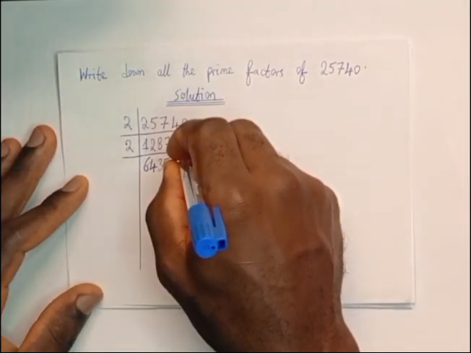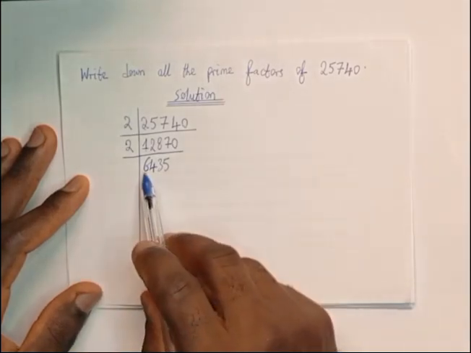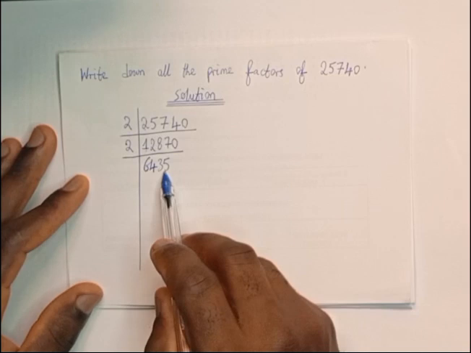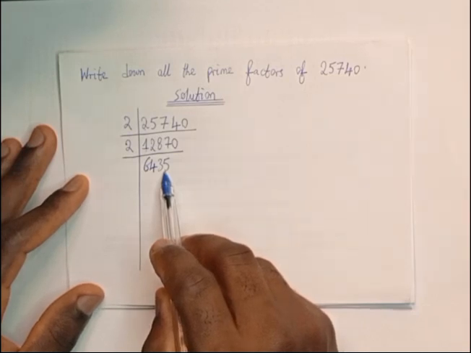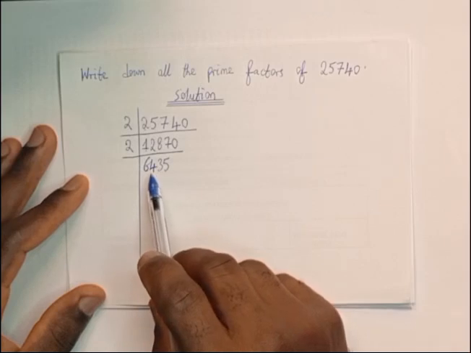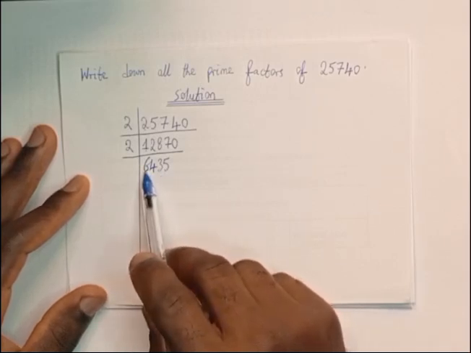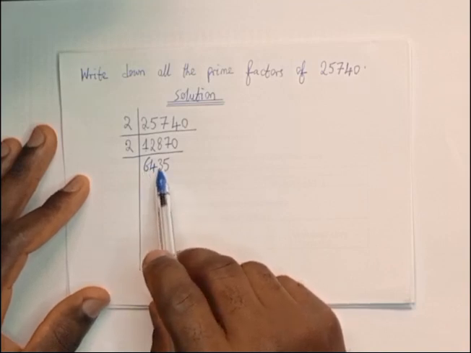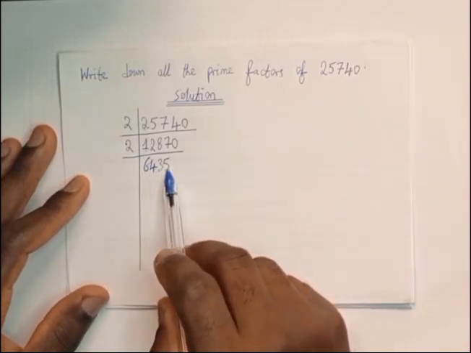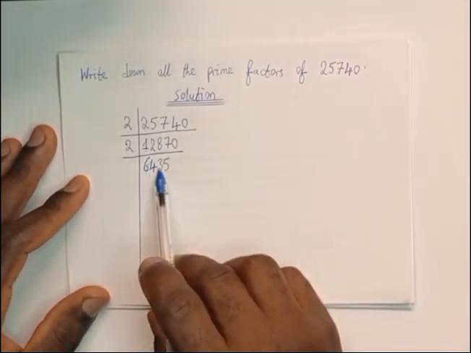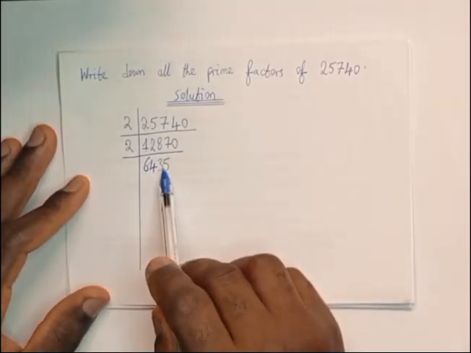Separate them. The number 6,435 is not an even number. You can see the last digit of this number is 5, which is not an even number. We are to look for a prime factor of this number. You will see if we sum the digits of this number, 6 plus 4 gives us 10, plus 3, 13, plus 5, 18, which is a multiple of 3. That means this number is divisible by 3.